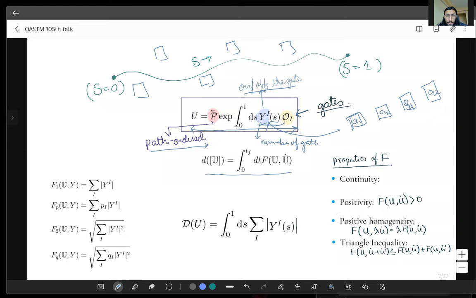After all that, when we get YI, if you want to find the complexity, you just sum all of them and integrate throughout the path. When you do this, you get a measure of complexity. So that's the whole aim, to get the complexity.